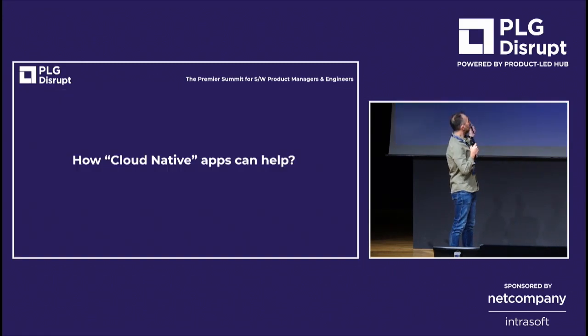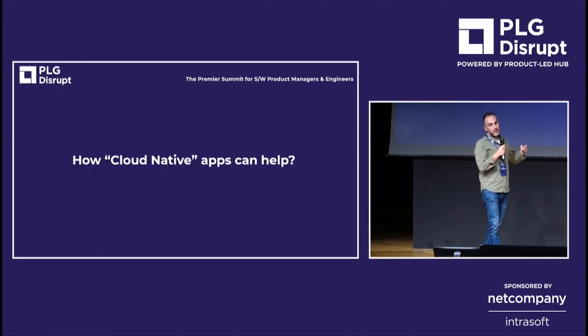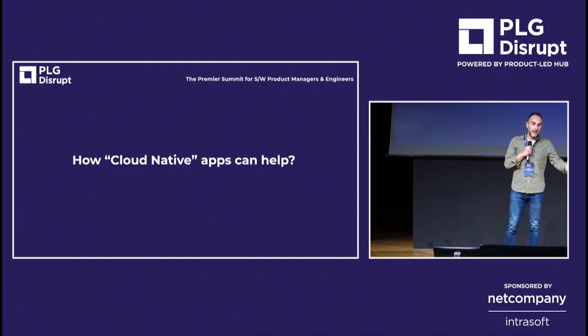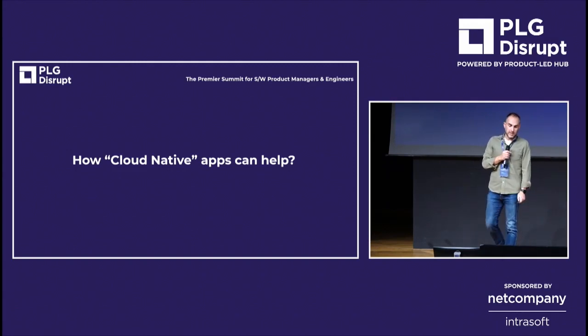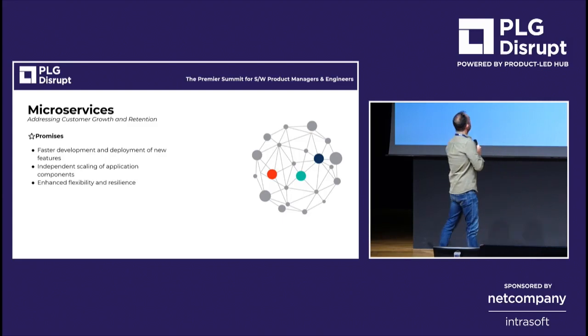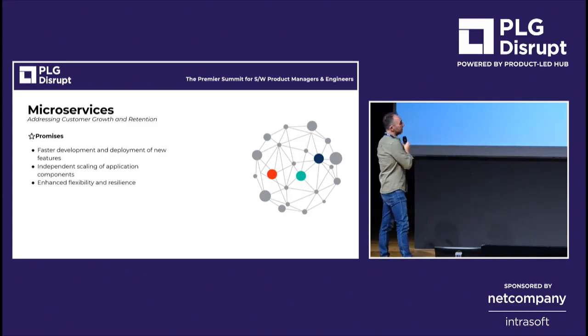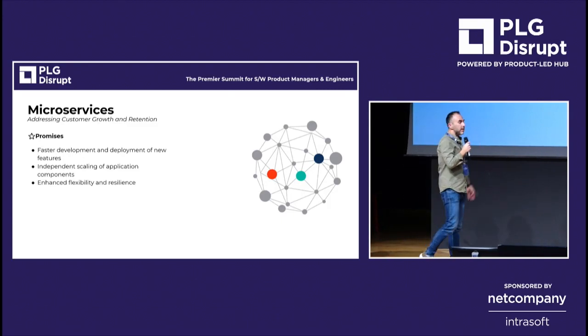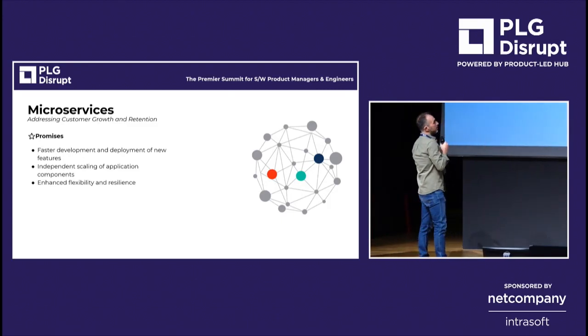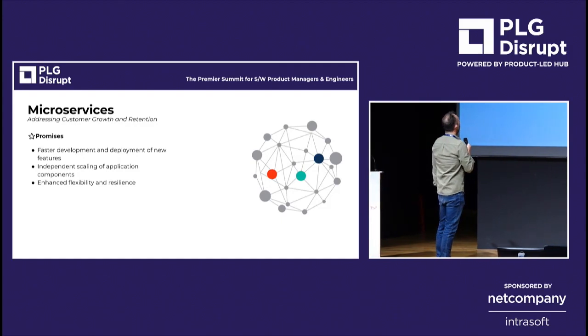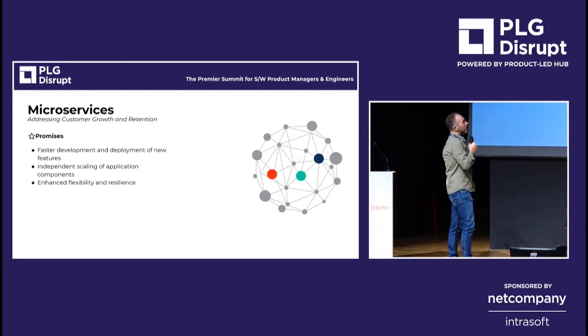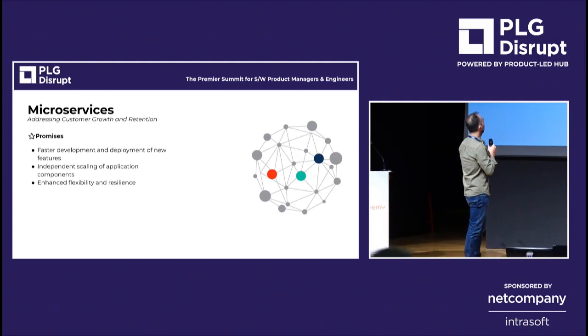So we're going to explore each of these four pillars of cloud native and how cloud native applications can help. Starting with microservices, we will see a set of promises and a set of challenges on each pillar. The promise of microservices architecture is that by employing it correctly, you will be able to gain faster development and deployment of new feature cycles. You will be able to scale application components independently, which will enhance flexibility and resilience.